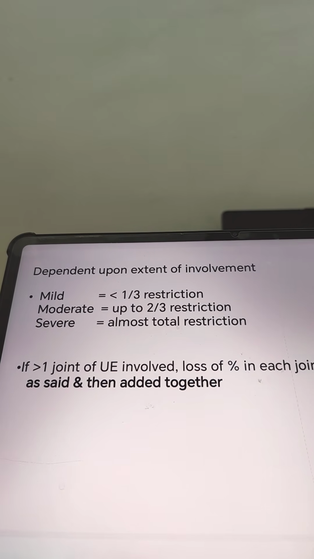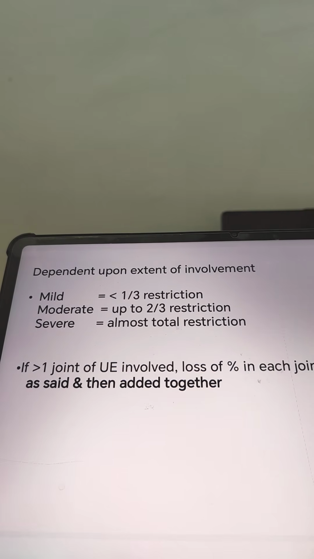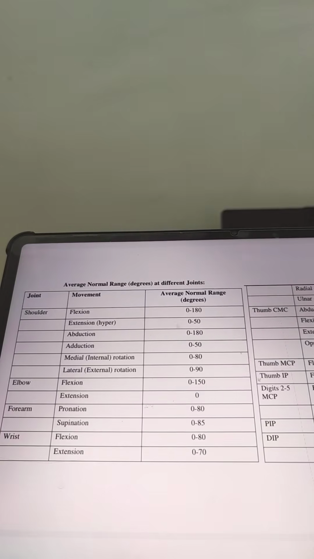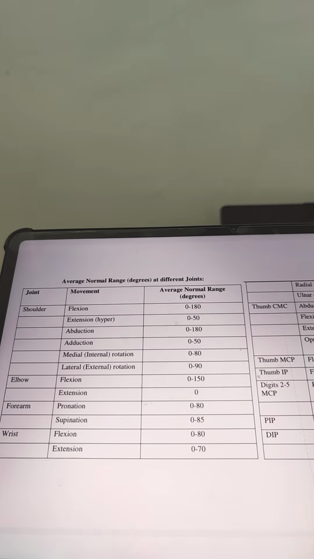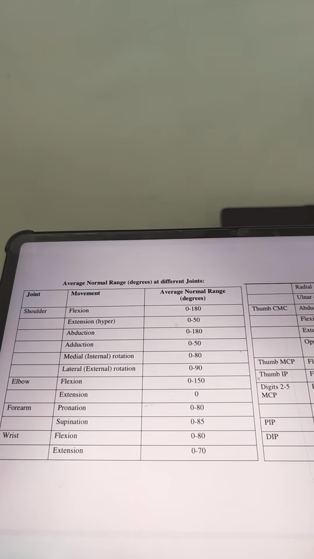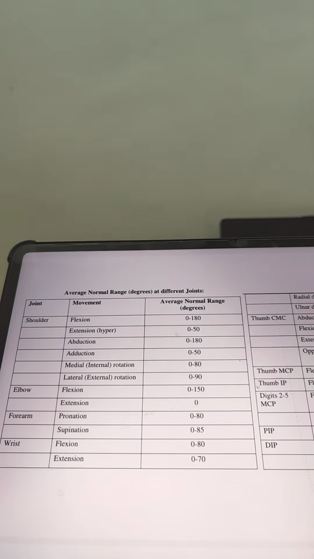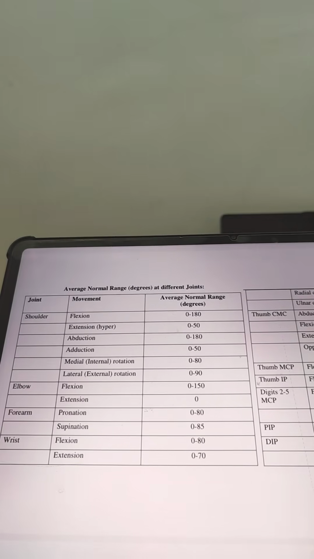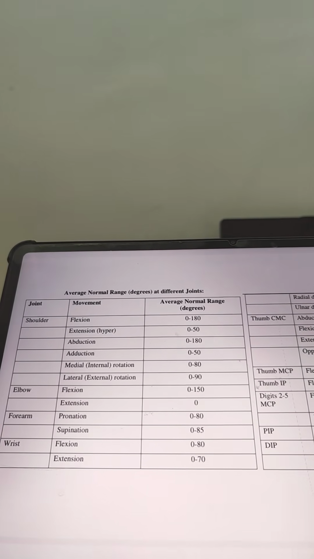If more than one joint of the upper extremity is involved, the loss of percentage in each joint is calculated separately as said and then added together. Average normal range: shoulder flexion 0 to 180, extension 0 to 50, abduction 180, adduction 50, internal rotation 80, external rotation 90, elbow flexion 150, extension 0, forearm pronation 80, supination 85, wrist flexion 80, extension 70, radial deviation 20, ulnar deviation 50.